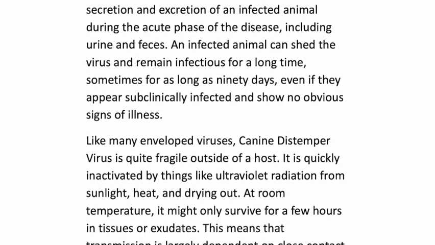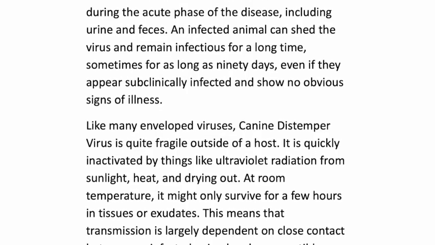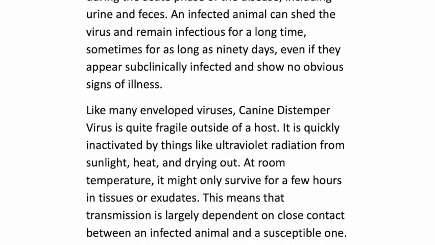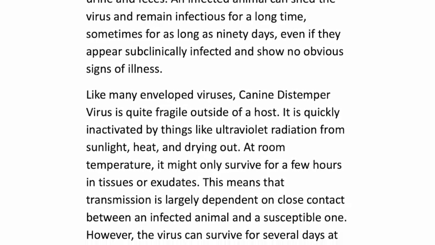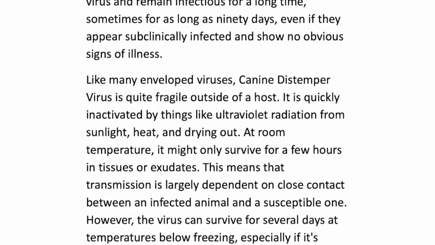Like many enveloped viruses, canine distemper virus is quite fragile outside of a host. It is quickly inactivated by things like ultraviolet radiation from sunlight, heat, and drying out.